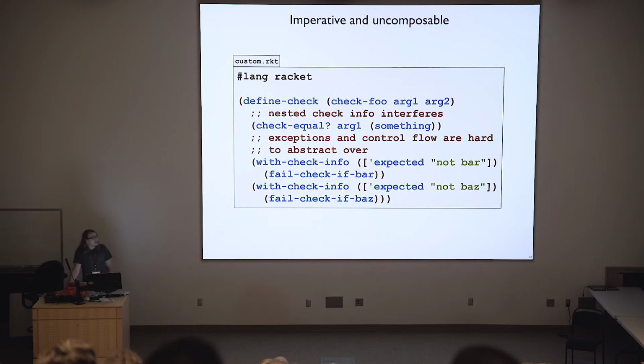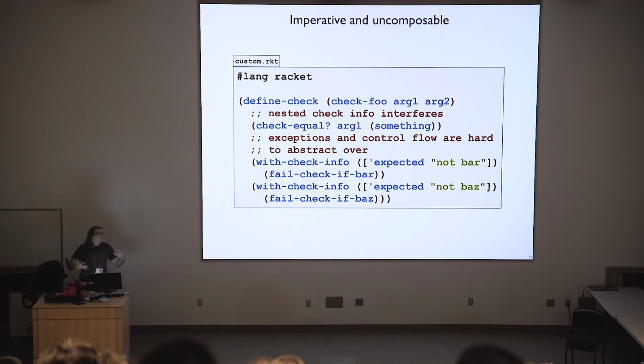Because checks are, in RackUnit's model, just functions that either do nothing or throw an exception that contains some random key values for failure information. This means that if you call another check, it will generate information based on where it was called in your function, not where your outer check was called. And that's good for some bits of information and bad for others, and it's not always clear how to combine them. And furthermore, just using exceptions for control flow in general is a real pain to abstract over.